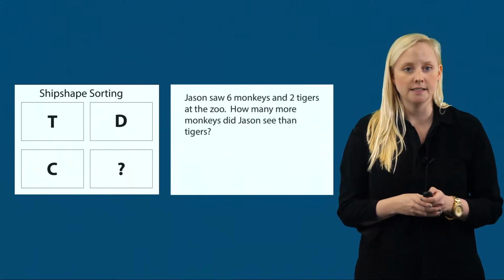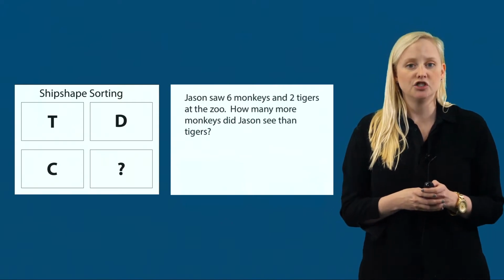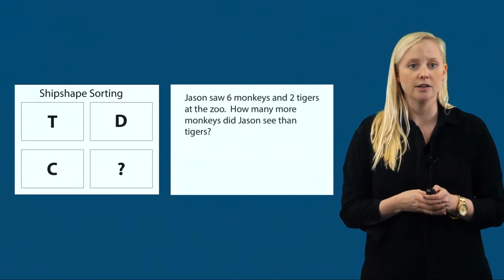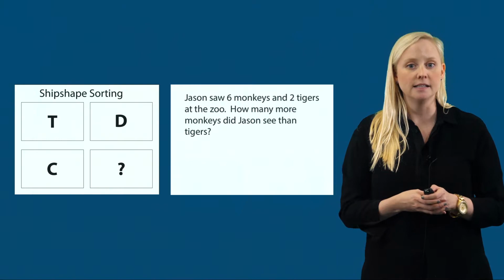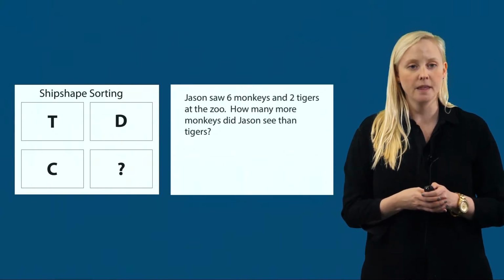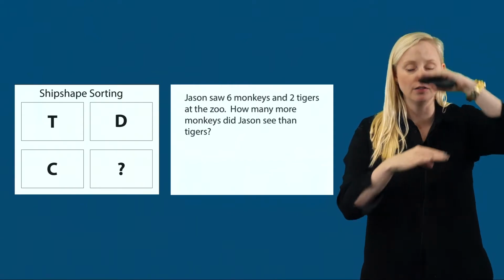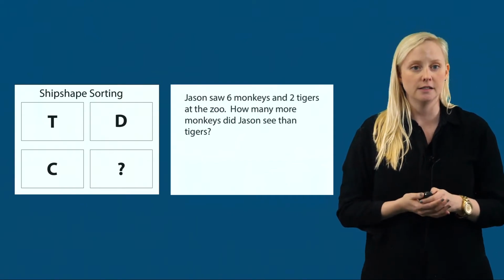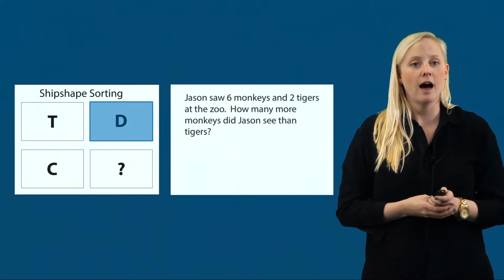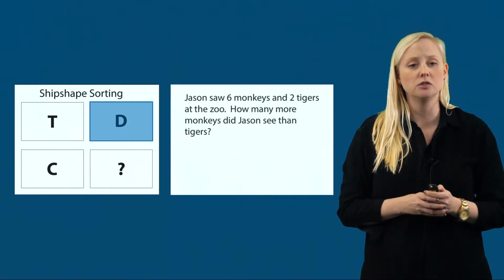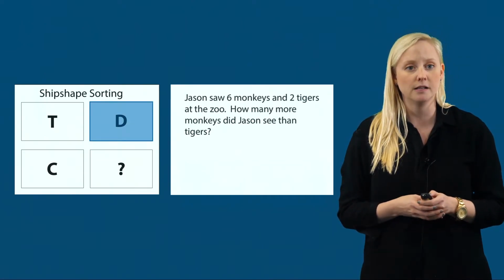Let's look at a difference example. This card says, Jason saw 6 monkeys and 2 tigers at the zoo. How many more monkeys did Jason see than tigers? And on this card, we're comparing monkeys to tigers, and we're comparing those two amounts to find the difference. Here, this would be an example of a difference sorting card, so the student should place the card on the box with the D.